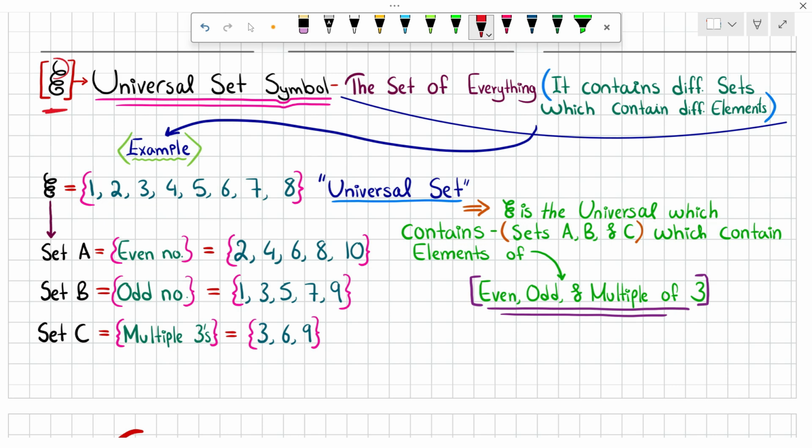Our set A inside this universal set is even numbers, set B is odd numbers, and set C is multiples of 3. So we take all the even numbers and put them in set A. These are the elements of set A, 2, 4, 6, 8, 10. Elements of set B, 1, 3, 5, 7, 9. Elements of set C, 3, 6, 9. So in this example, we have 1 to 8 numbers, which is the universal set. From these, we extracted even numbers, odd numbers, and multiples of 3. These are the individual sets. And in each of these sets, we have the singular elements.